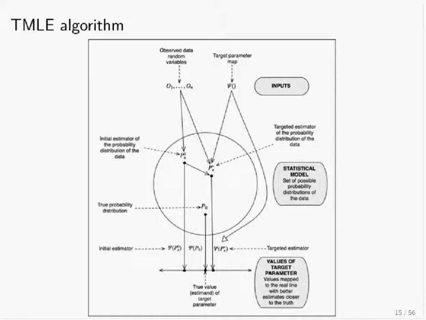That's why I won't be able to say, oh, of course. For every different kind of problem, we have to rework this so-called efficient influence curve, which is going to define this clever covariate, or this parametric fluctuation.